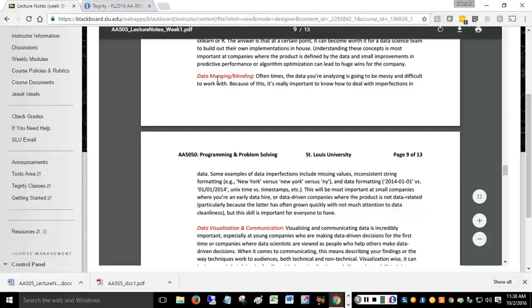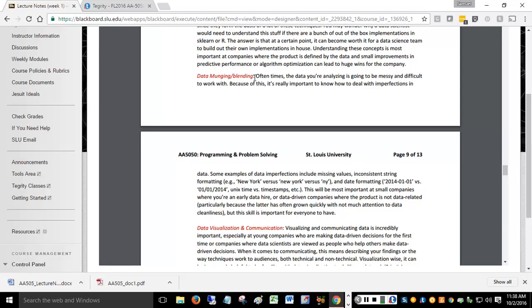The article called this data munging. I called it blending. So munging, blending. That is, you're going to have data that's going to be messy. It's going to be in flat files. It's going to be in structured databases. Could be in unstructured databases. Comes from a lot of different places, and you've got to take this dirty data and transform it into clean data so that you can analyze it.